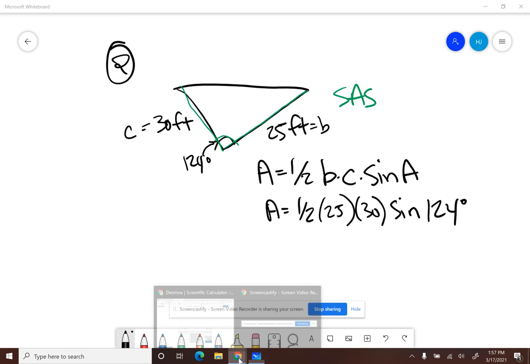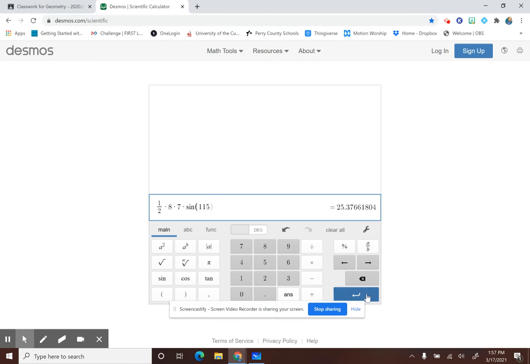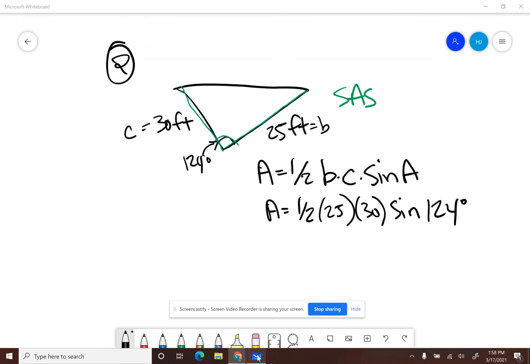And quite simply, I come back over to Desmos again, and again put in my fraction, 1 divided by 2 times 25 times 30 times sine of 124 degrees. And voila, there's my answer. 310.88. Again, this 8 would tell that other 8 to go up. So I would end up with area equal 310.9 feet squared. Okay?